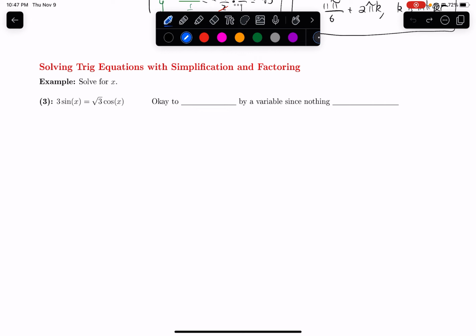In this video, we're continuing section 6.4 on solving trig equations. So we are going to look at some examples where we solve trig equations where we either have to simplify our equation a bit or factor it. Okay, so let's look at an example.